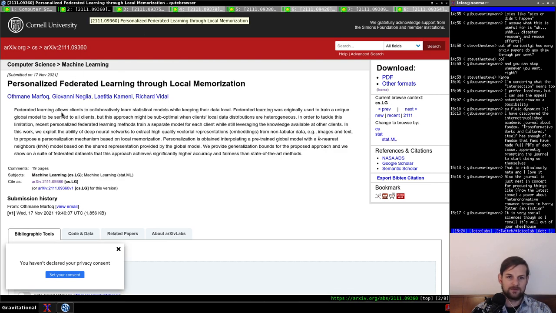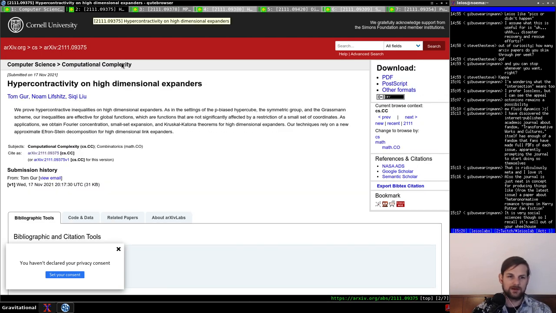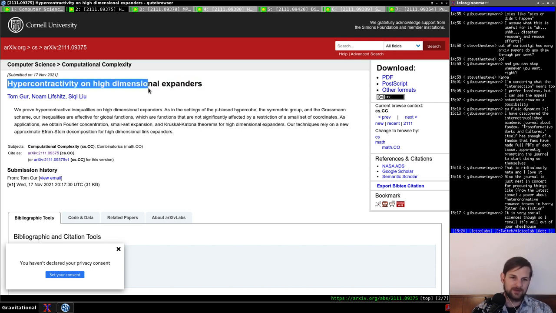Personalized federated learning through local memorization. Probably don't want to do that. That's probably more machine learning. Hypercontractivity on high-dimensional expanders. So this one I came across twice. I didn't know what hypercontractivity was.